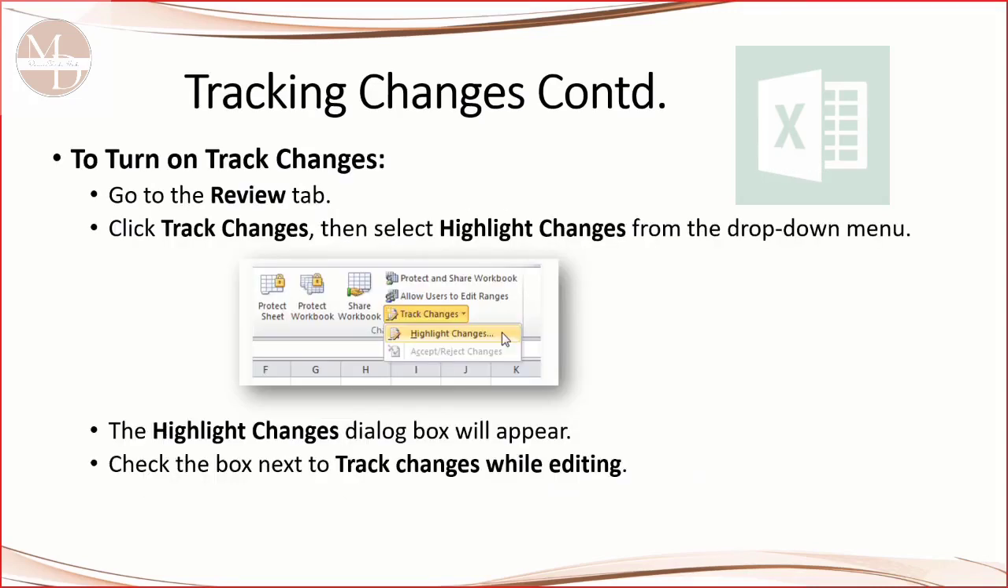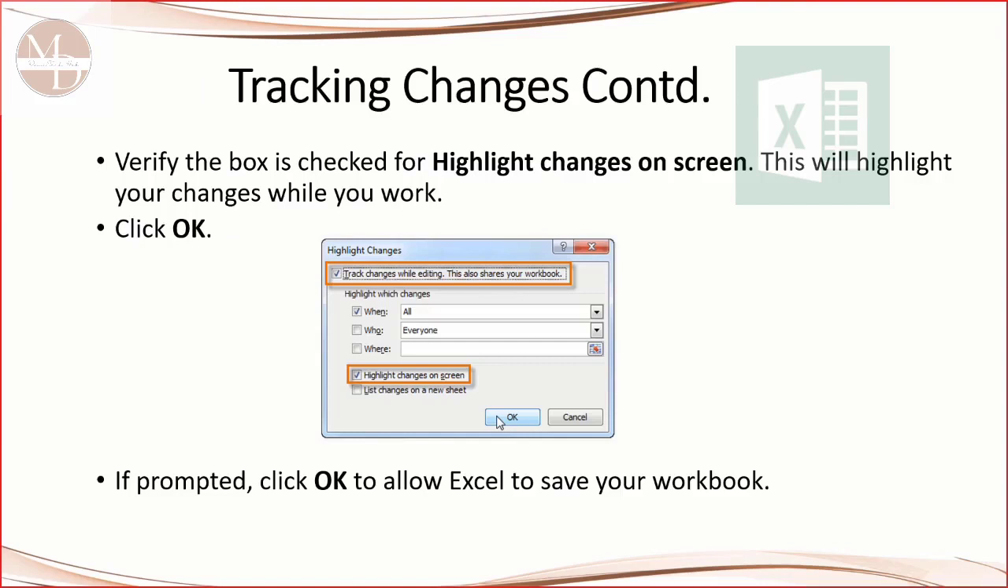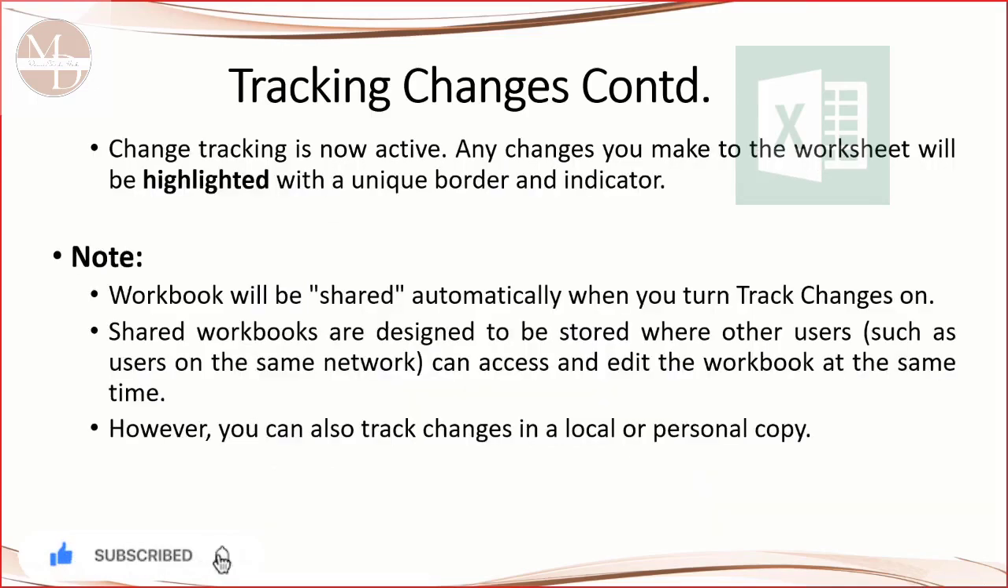But in case you have it, just follow this same process that we have here. You'll be able to get it exactly as it is. The same way it appears here, it will appear like that on it. So if prompted, click OK to allow Excel to save your workbook. So change tracking is now active. Any changes you make to the worksheet will be highlighted with a unique border.